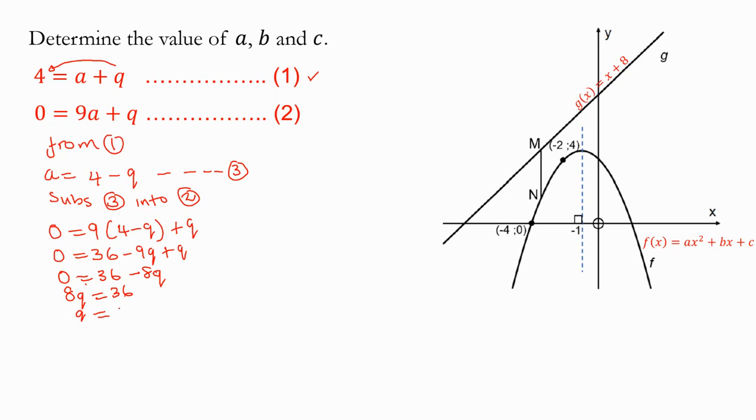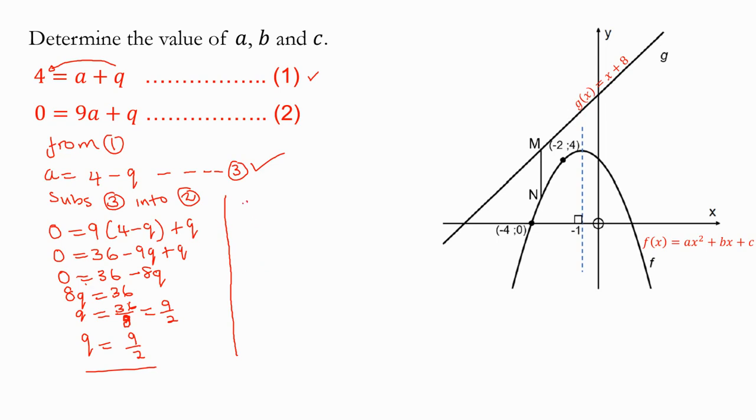Meaning that q is equal to 36 divided by 8, which is equal to, the common factor here is 4, which is 9 over 2. So we have our q is equal to 9 over 2. We've managed to find our q. So what do we need to find now? We need to find our a. So instead of using equation 1 or 2, I can use this equation because already it's in the form a is equal to. So where there's q, I put 9 over 2.